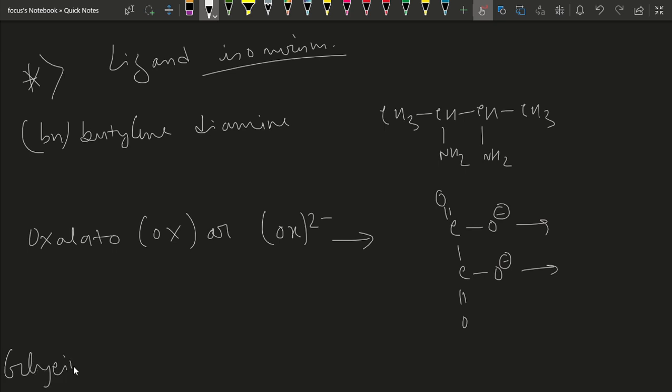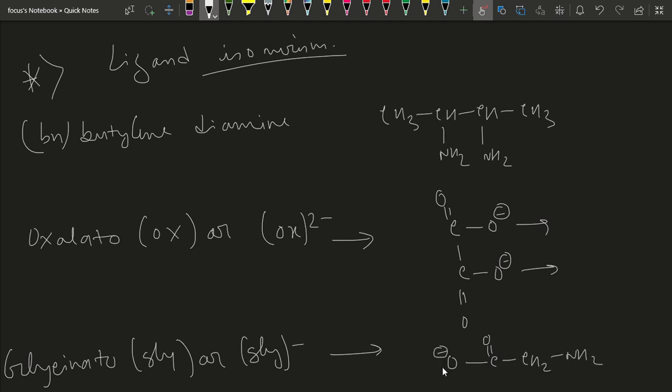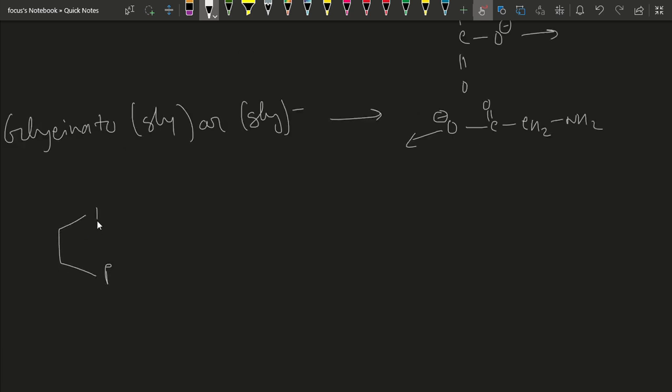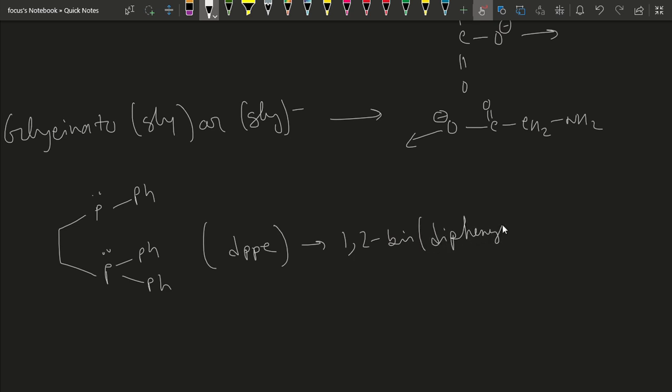Then we have glycinato. It is represented as Gly or Gly minus. The important structure is, so it donates electrons to the metal via this oxygen. So next important ligand is this, which is represented as DPPE. The name is 1,2-bis diphenyl phosphinoethane.